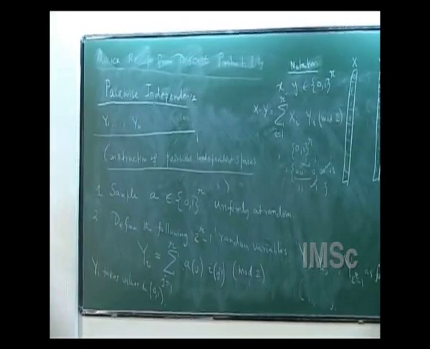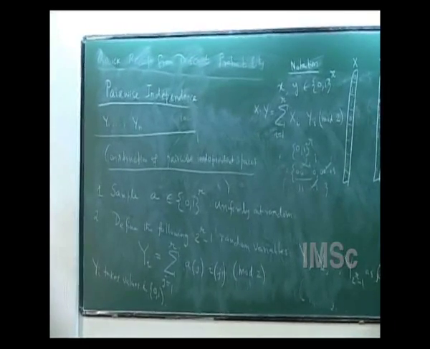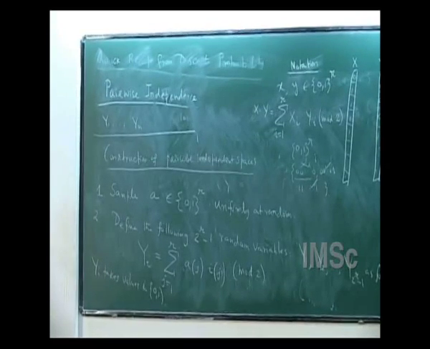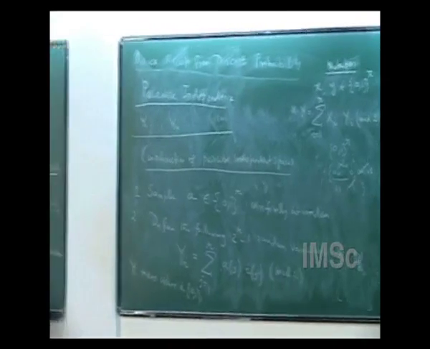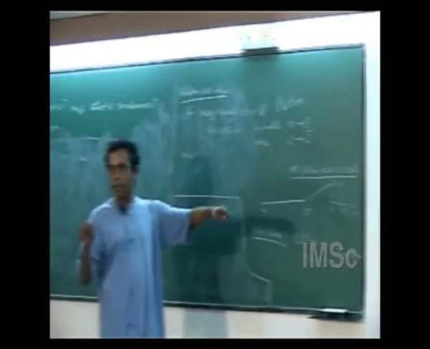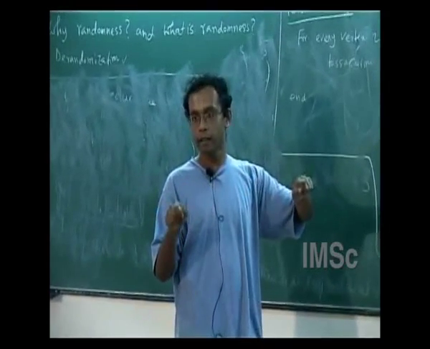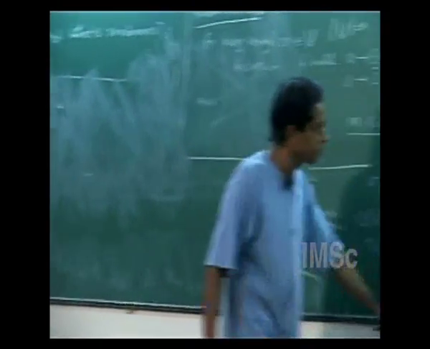This construction is clear, and the claim is that y1 to y2 power r minus 1 form a pairwise independent set of random variables. You take any two yi and yj, they are pairwise independent. Let me write that claim.